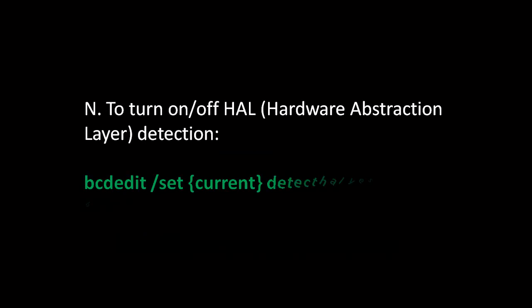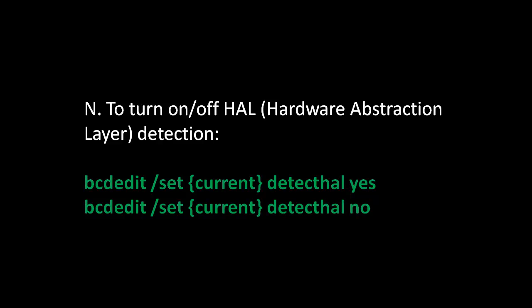Next, let's take a look at turning on or off hardware abstraction layer detection. To turn on or off HAL detection, you could use the commands BCDEDIT /set current or the UUID in curly braces and detect HAL yes to turn it on, or you could use the command sequence BCDEDIT /set the UUID, in this case current in curly braces, and detect HAL no to turn it off.